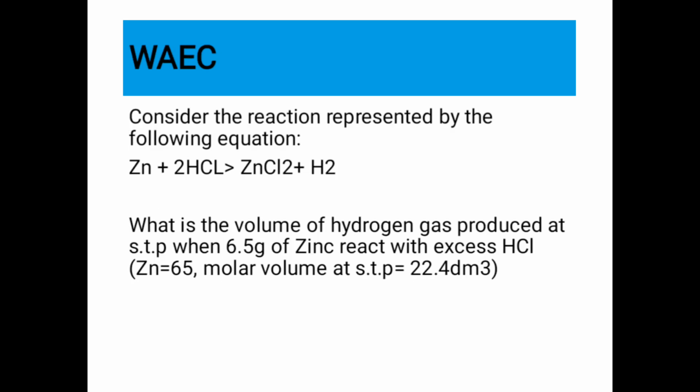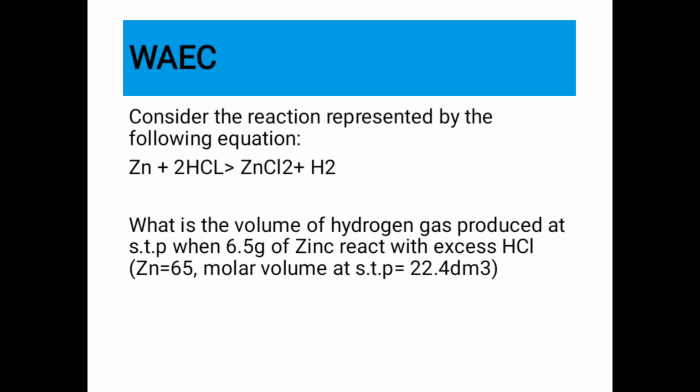Now let's look at the mass volume problem. Let's assume you are given the mass and asked to find volume, or you are given the volume and asked to find mass. If you consider this reaction, that's zinc reacting with HCl to produce zinc chloride and hydrogen gas. You have to look for the volume of hydrogen gas produced at STP when 6.5 gram of zinc reacts with excess HCl. Please take note again. This is going to be slightly different from what we have been doing. However, it still follows the same process.